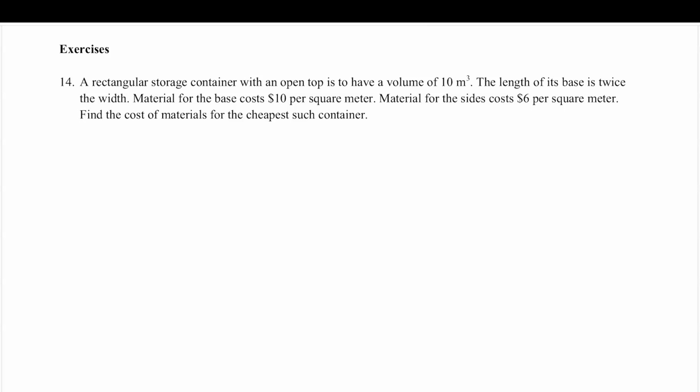So there is a rectangular storage container with an open top, and it's supposed to have a volume of 10 cubic meters. The length of the base is twice the width. The material for the base is $10 per square meter, and material for the sides is $6 per square meter, and we want to find the cost of materials for the cheapest such container.